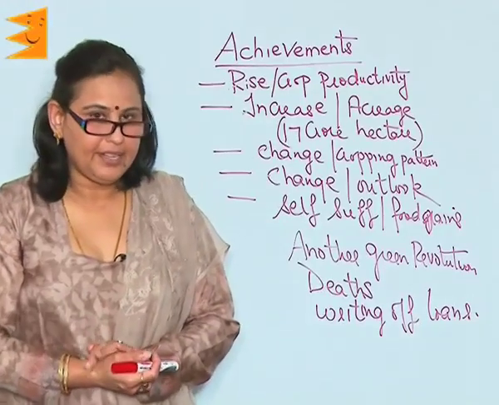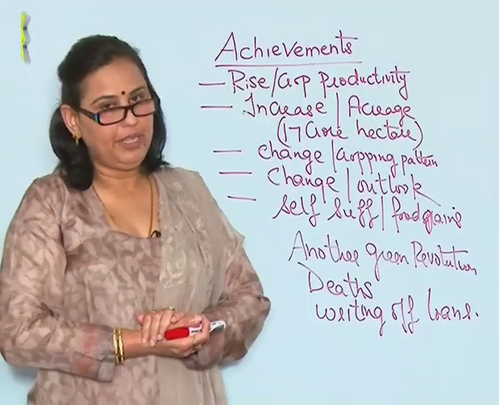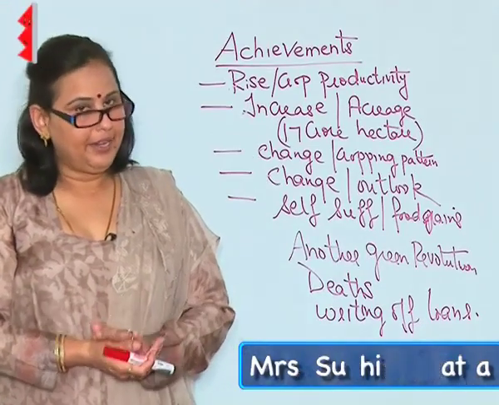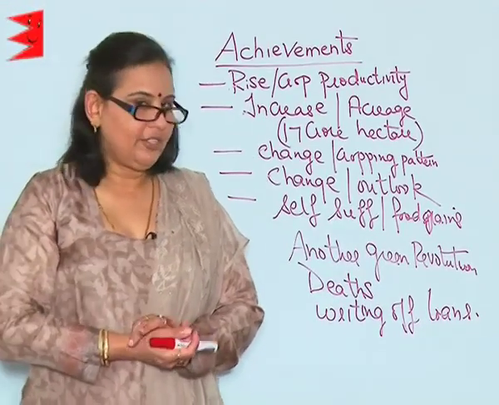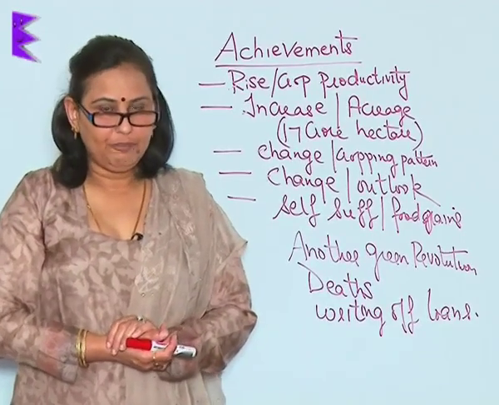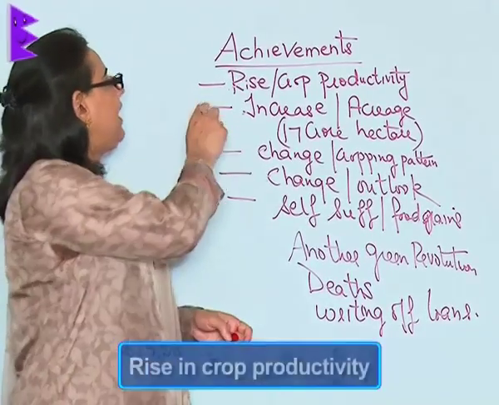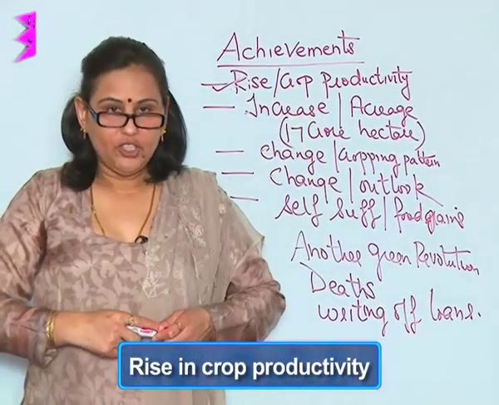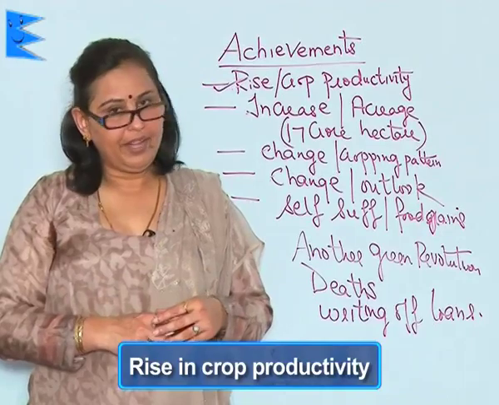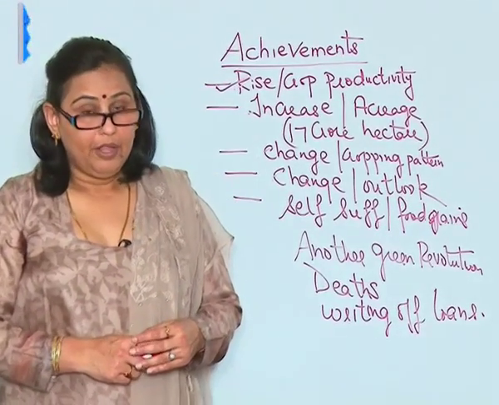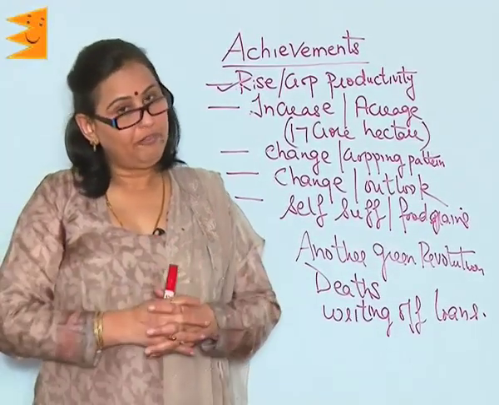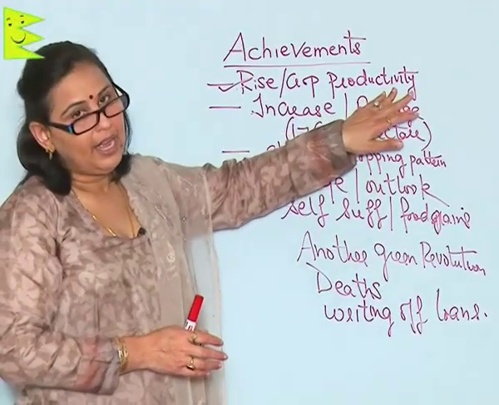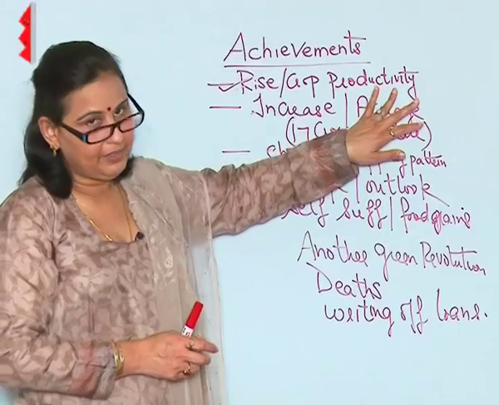Because of the three categories of reforms which have been initiated by the government of India, Indian agriculture can boast of big achievements. And in the achievements, the first one is rise in the crop productivity. Earlier, the production from the Indian fields was very meager, but now we have lots of food grains which are being grown in the Indian farms and the productivity is amazing.